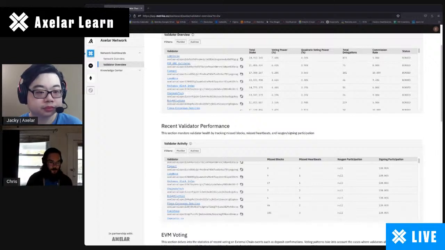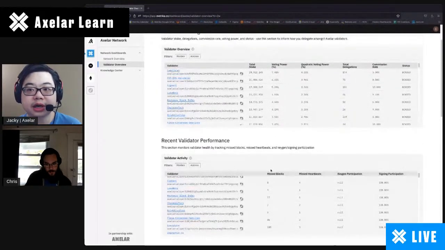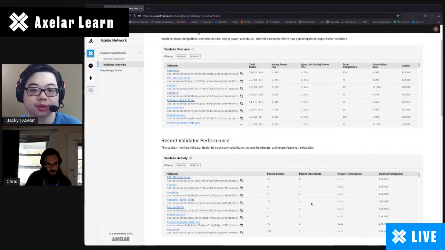I want to highlight again, it's really important to look at the longer term views here to get a sense of whether an instance of losing liveness was isolated or not. Right, to determine if that liveness issue was with the validator setup or node, or if it was maybe an external event or something like that.